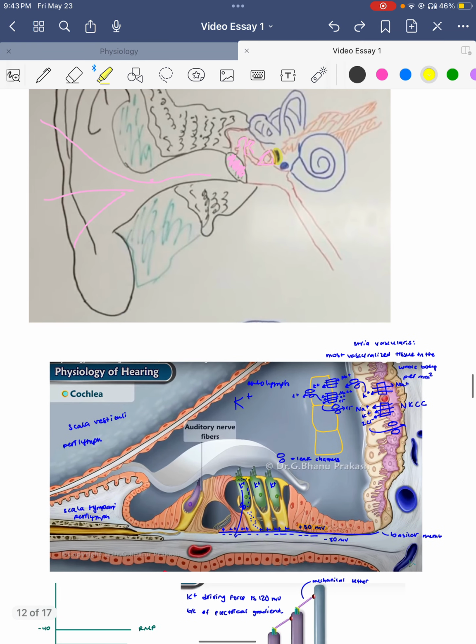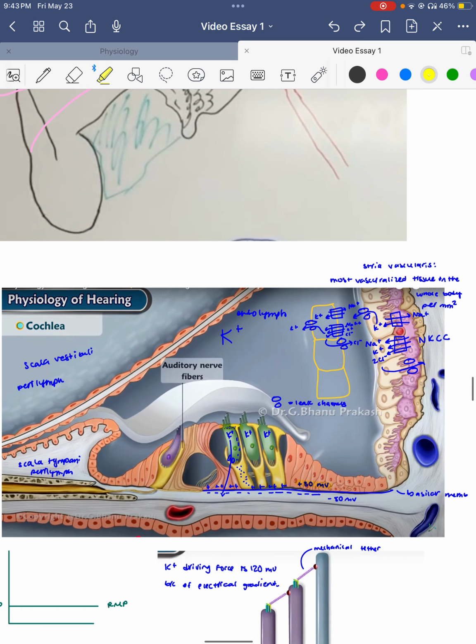So if we zoom in here we have our basilar membrane at the bottom, and here we have the perilymph, the scala vestibuli, the scala tympani over here, and here is our endolymph, or our scala media. So the vibrations at the oval window create waves in all of this fluid, and then this causes the basilar membrane to move.